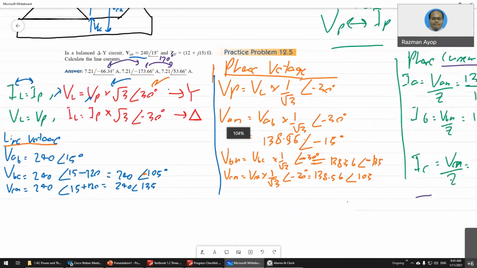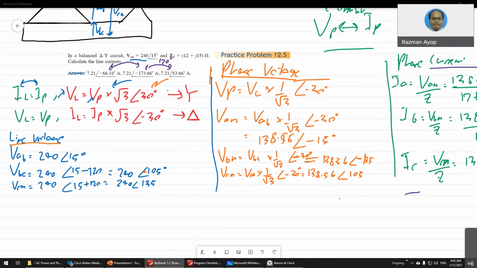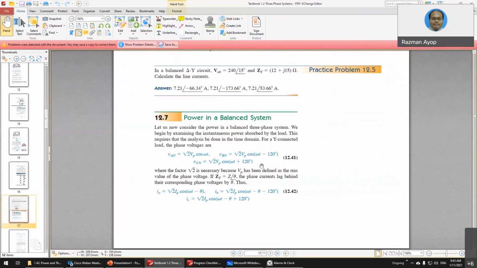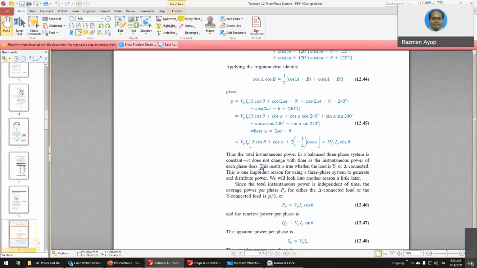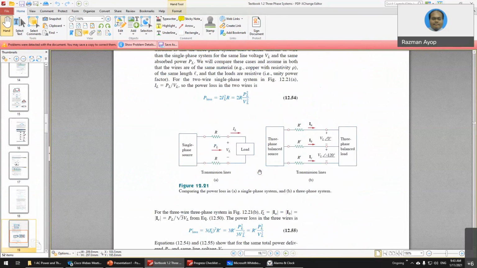I think that's it for today. Next week we will continue with the power in the balanced system. I think this is a very short topic, and then we continue with the unbalanced load. For your pretest, I have not marked it yet because last week I was quite busy, so I will try to do it this week. So anything else before we end the class?